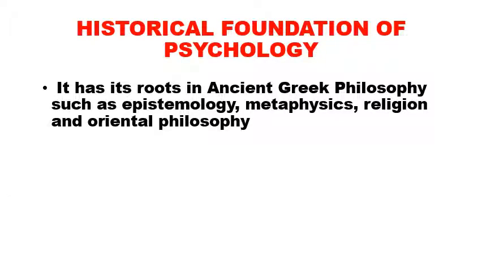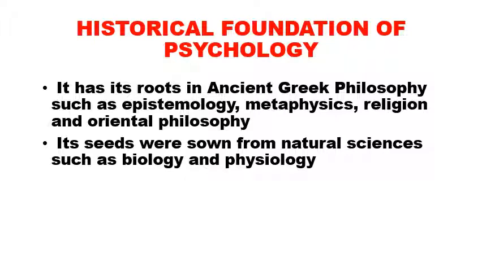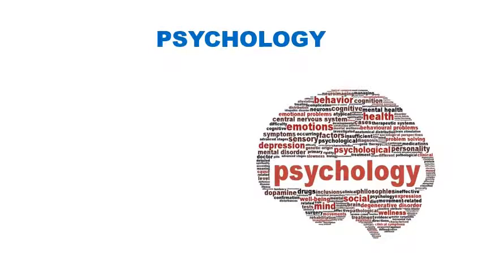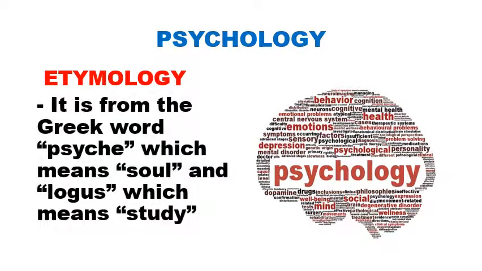Historical foundation of psychology. It has its roots in ancient Greek philosophy such as epistemology, metaphysics, religion, and Oriental philosophy. Its seeds were sown from natural sciences such as biology and physiology. Over the centuries, psychology and physiology became increasingly separated, resulting in the two conceptions of psychology: phenomenological, experiential, and mechanistic, physiological. Etymology. It is from the Greek word psyche, which means soul, and logos, which means study.